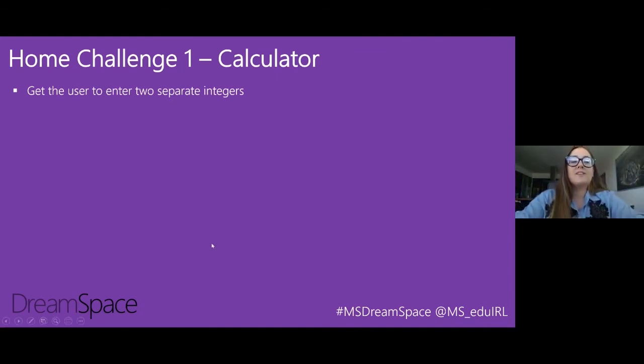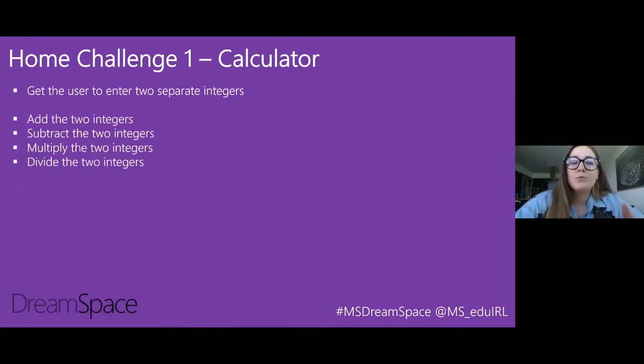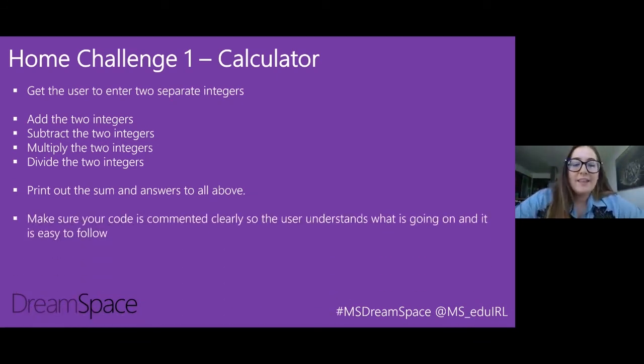So our first one is Home Challenge 1, a calculator. What we want to do is get the user to enter 2 separate integers and then add them, subtract them, multiply them, and divide them. And then print out the answers above. Make sure your code is commented clearly so the user can understand what's going on and it's easy to follow, because remember, commenting your code is really good coding practice.